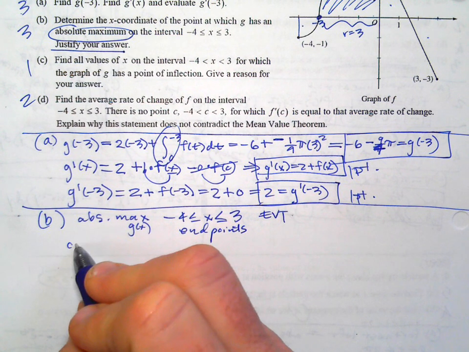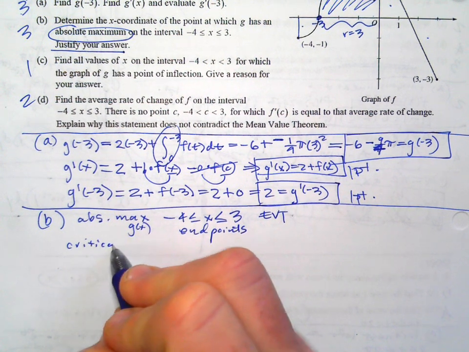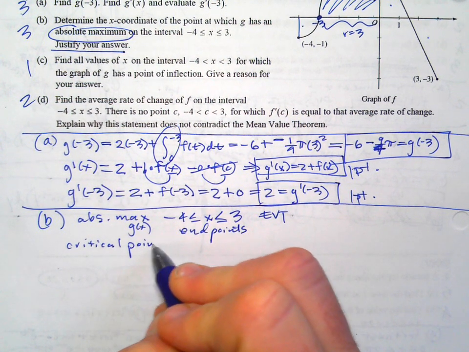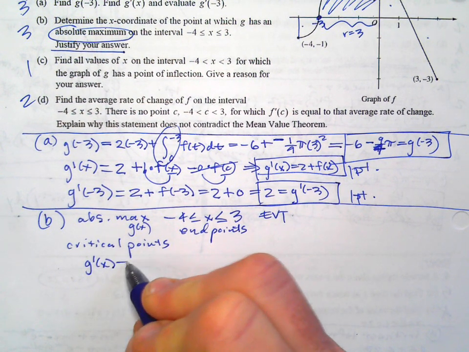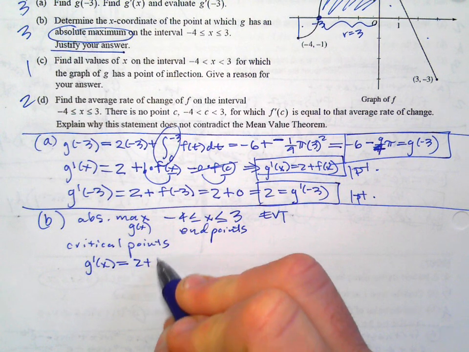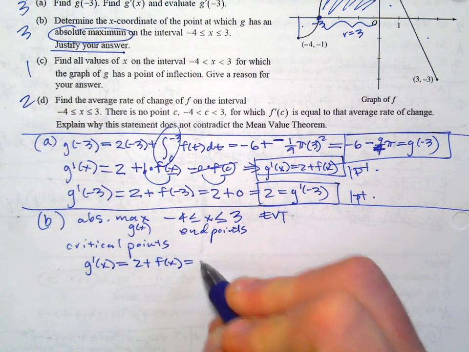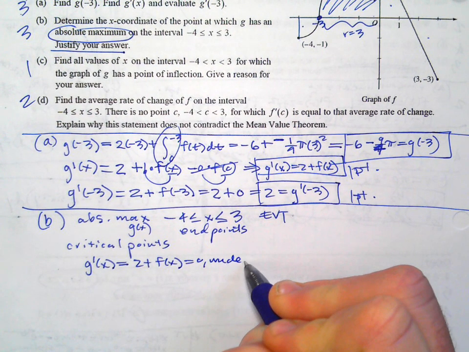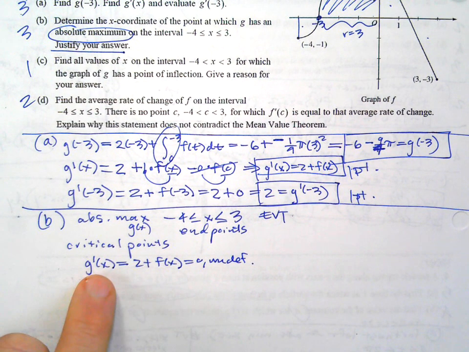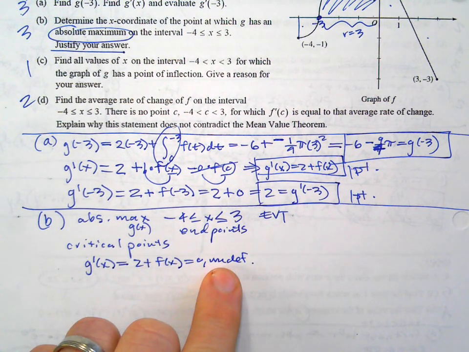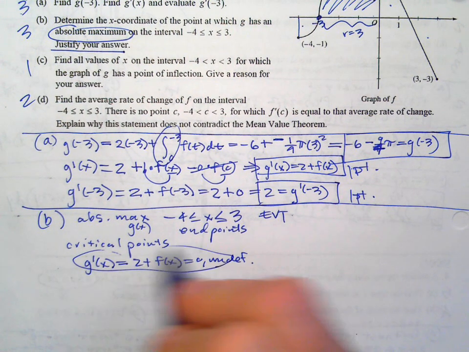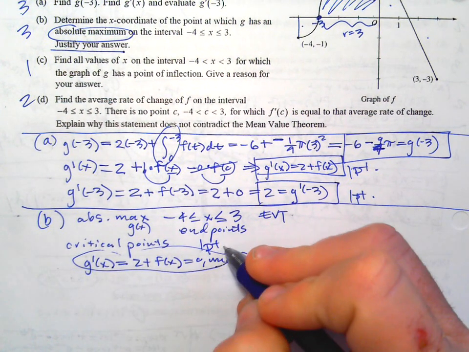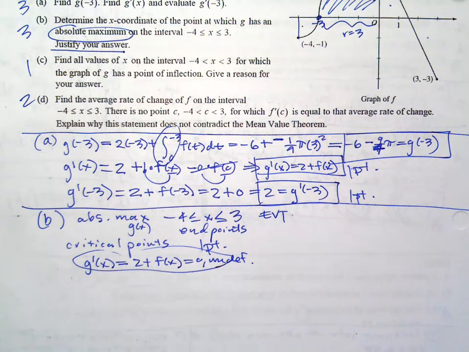We need to find critical points. Now, the way we find critical points is say, okay, well, we want g prime of x, which we've already written down up above as 2 plus f of x, and we want to set it equal to 0 or undefined. Writing this is usually a point. You need to write g prime. You need to write it equals 0 or undefined. So just writing g prime equals 0 is worth a point. If you don't write it, you lose that point, even if you're doing that work.